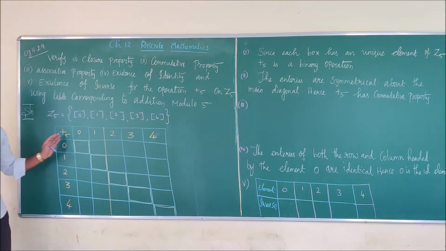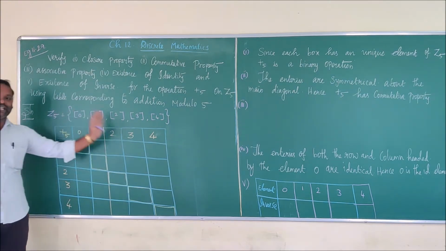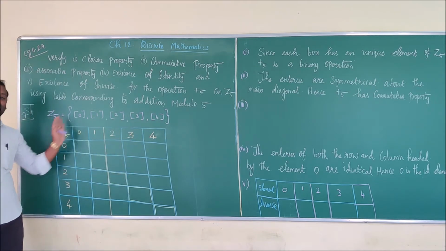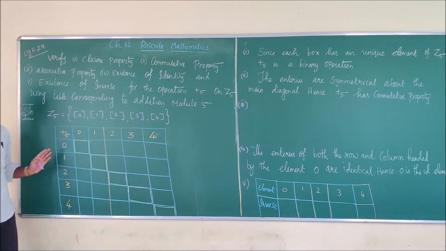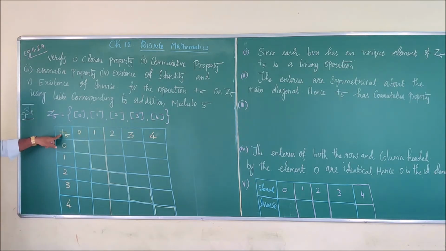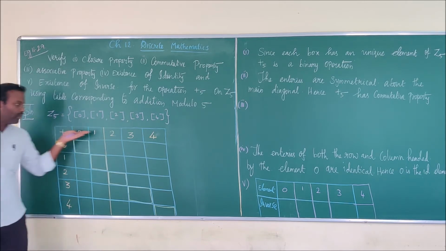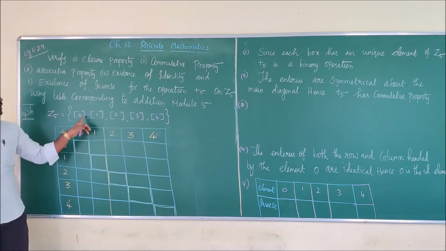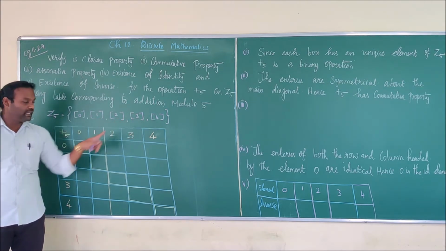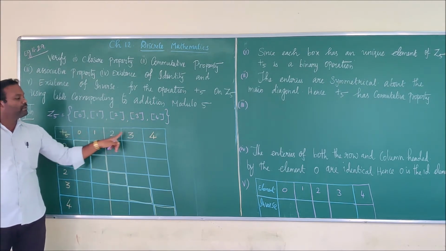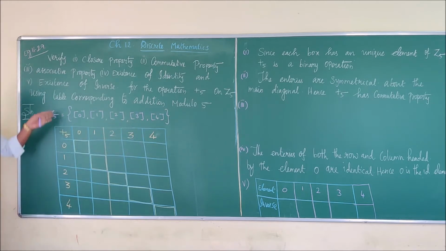So now we are going to solve the problem by using a table. This table is known as Cayley's table. How to fill the Cayley's table: first you have to write the operation you are having. Here you are having the operation addition modulo 5. In the row you have to write the elements you are having in the set, the numbers 0, 1, 2, 3, 4. Then in the column also you have to write the same numbers, 0, 1, 2, 3, 4.